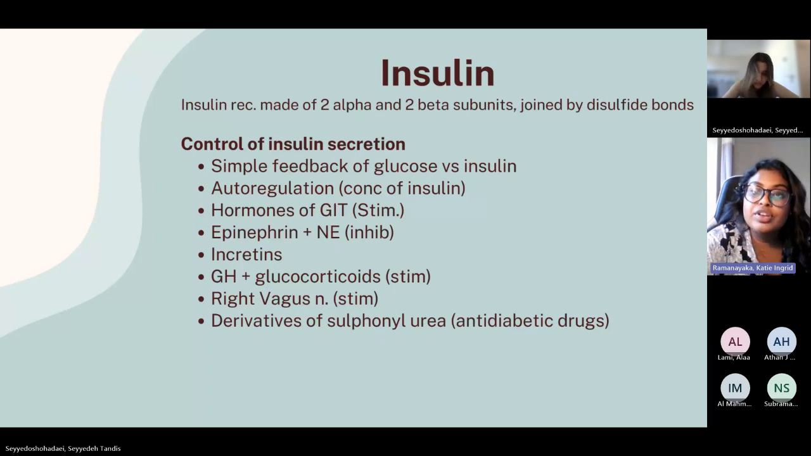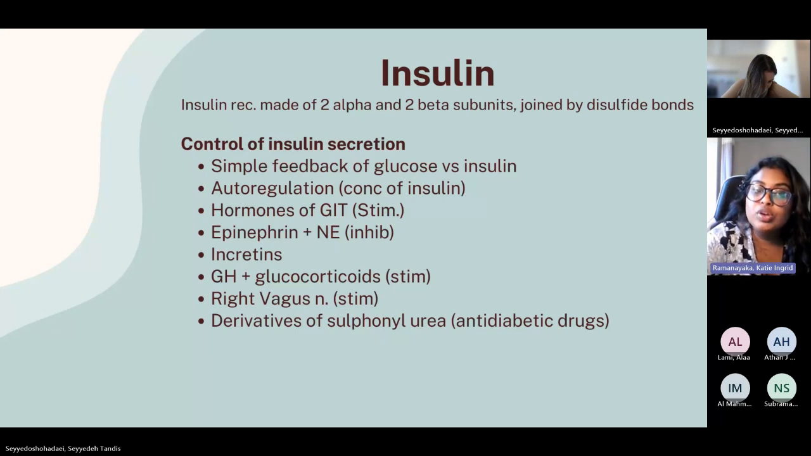Then you have epinephrine and norepinephrine, which are your catecholamines. They have an inhibitory effect on insulin. You have incretins, which are like hormones of the GIT. After eating, they sense the absorption from the small intestine and stimulate insulin. They have many other functions, but that's all you have to know about incretins for insulin.